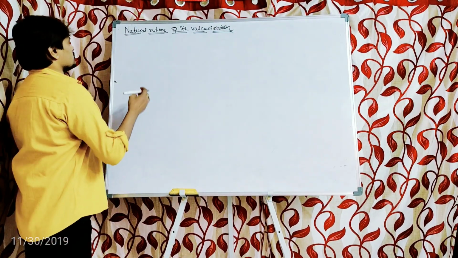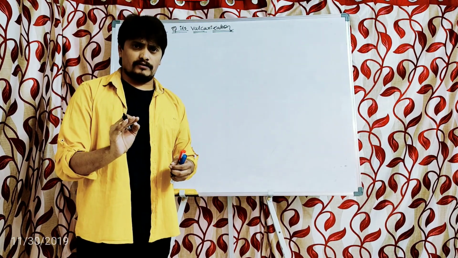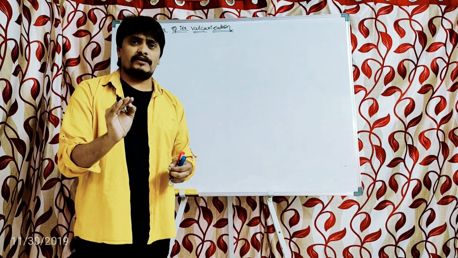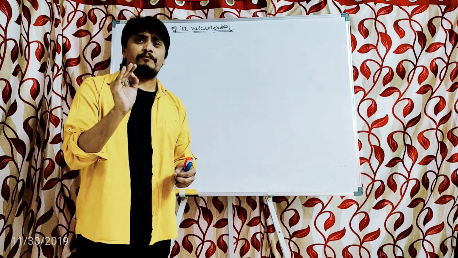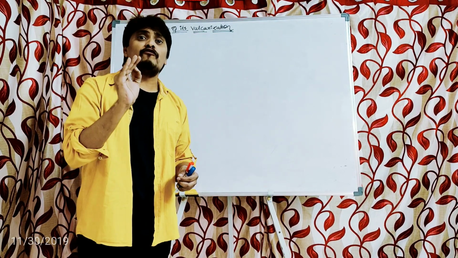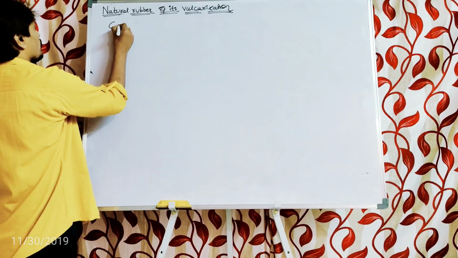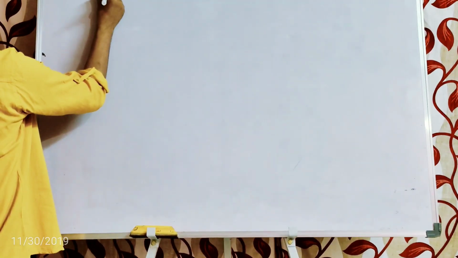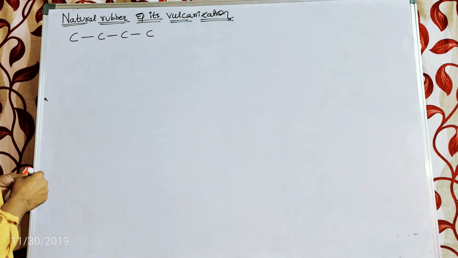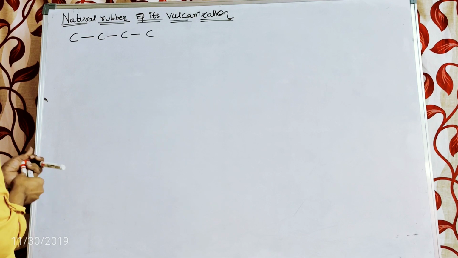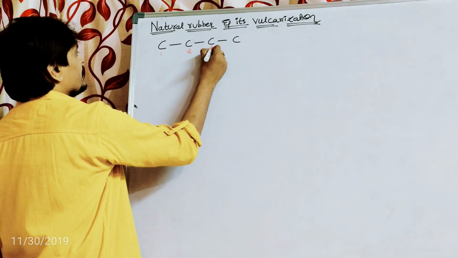While writing the structure of any organic molecule, we have to know how many carbons should be a part of it. As it is 2-methyl-1,3-butadiene, it stands for 4 carbons. Arrange the 4 carbons, and after arranging them, label them 1, 2, 3, 4.